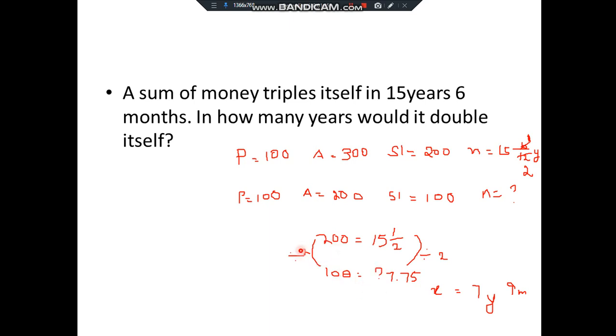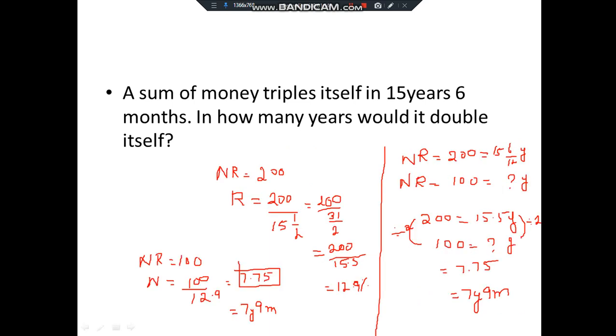You can find the direct relation. 100 into 2 is 200. So something into 2 is 15.5. So 7.75 into 2 is 15.5. Or else, 200 divided by 2 is 100, so 15.5 divided by 2 is 7.75. When you write it in months, you write it as 7 years 9 months. 0.75 means 3 by 4, right? 3 by 4 is nothing but 9 by 12. So 9 months.